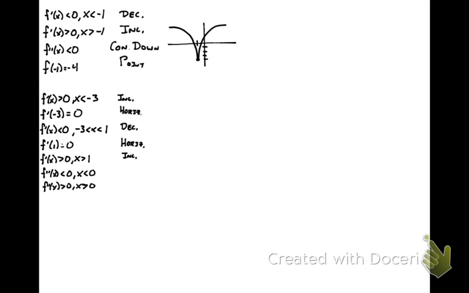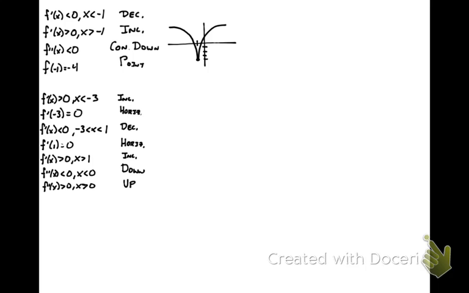Then we know some things about the second derivative. Before 0, the second derivative is less than 0, or negative, so it should be concave down. After 0, the second derivative is positive, so it should be concave up. That also means that there's a point of inflection at 0, because it's changing from concave down to concave up.